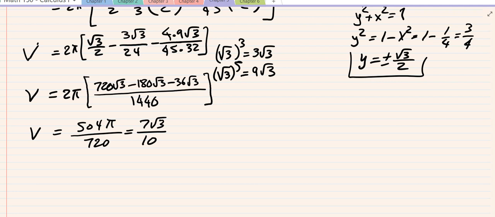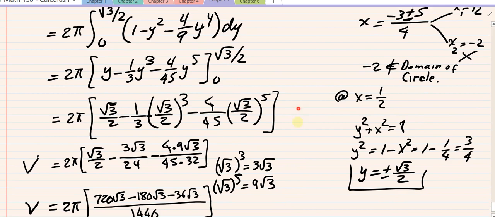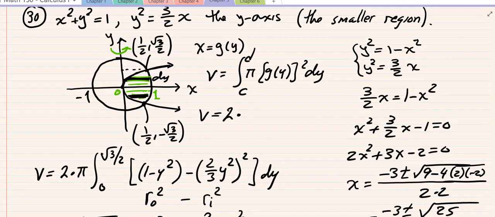Alright, so I went ahead and simplified this fraction. The LCD turns out to be 1440. So I build the first fraction, multiplying top and bottom by 720. The middle one, multiplying top and bottom by 60. And the last one, of course, its denominator is the LCD, so I didn't multiply by anything, just 4 times 9 in the numerator. Then combine like terms, and hopefully I got the right answer. And there you have it. So this is the answer to exercise number 30.